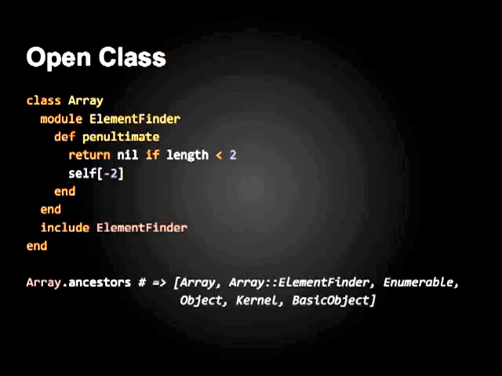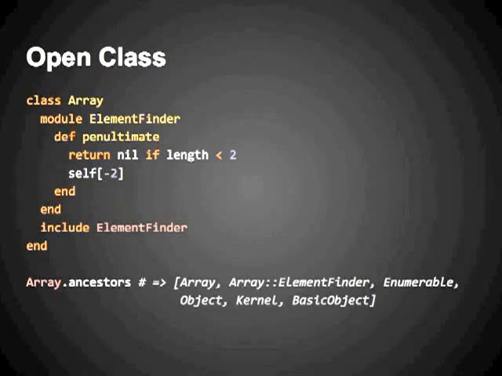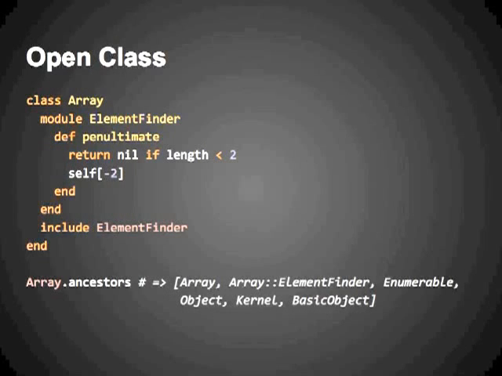His comment, just for the video, was that if the Array class already had a penultimate method defined on it, the code in this slide really wouldn't do anything, because in the inheritance chain, the module gets inserted above the Array class. So when you call Array.new.penultimate, that would just return nil because there are no elements in the array. But this method wouldn't get invoked. The penultimate method defined in the Array class would get invoked instead.